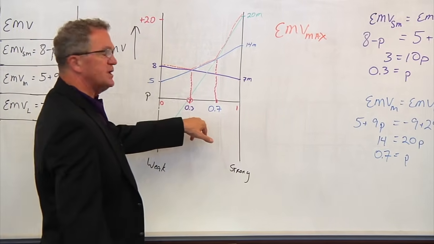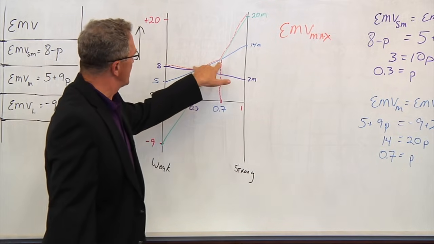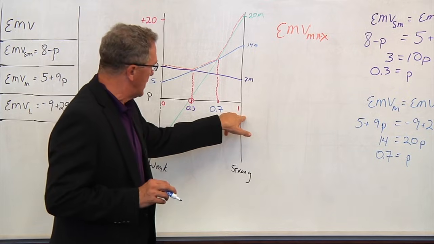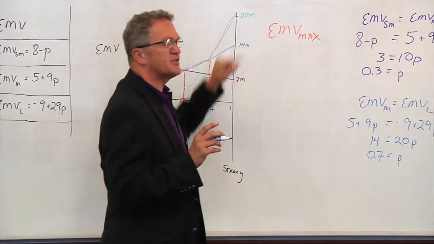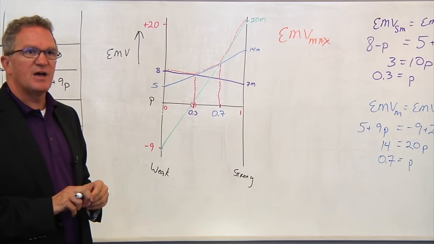If the probability of strong demand is between 30 and 70%, we prefer to invest in medium. From 70% to 100% probability of strong demand, we are going to invest in large. It gives us the highest expected monetary value.